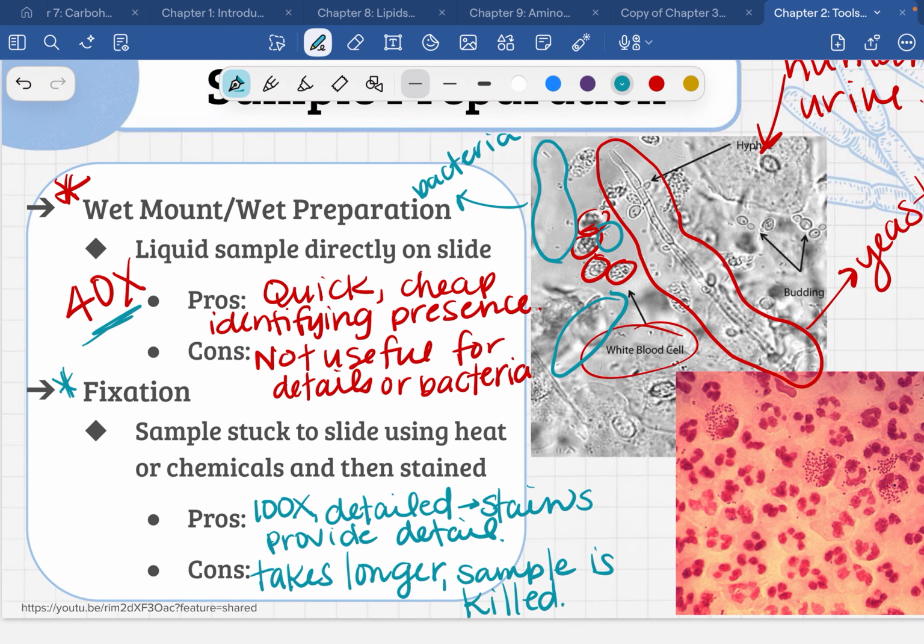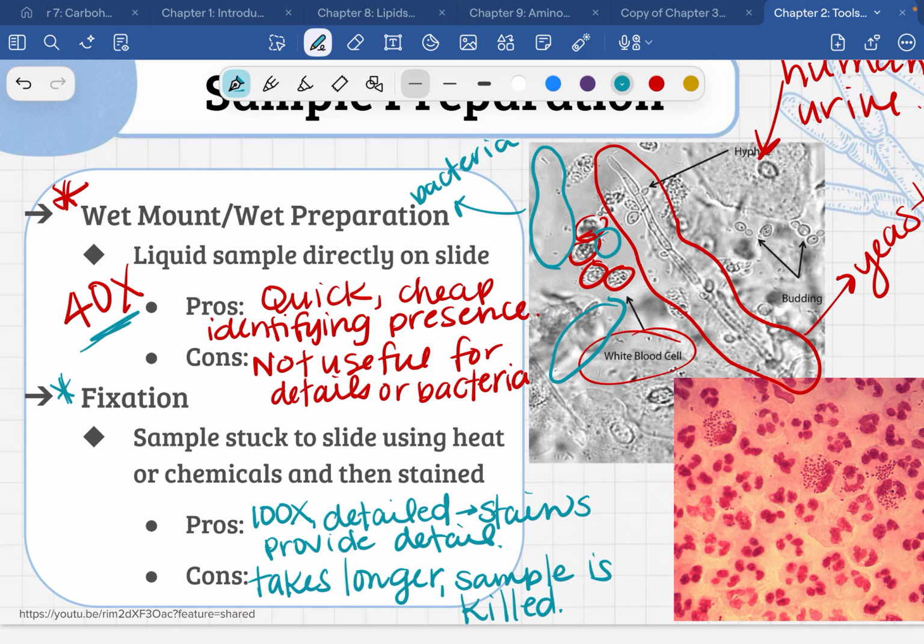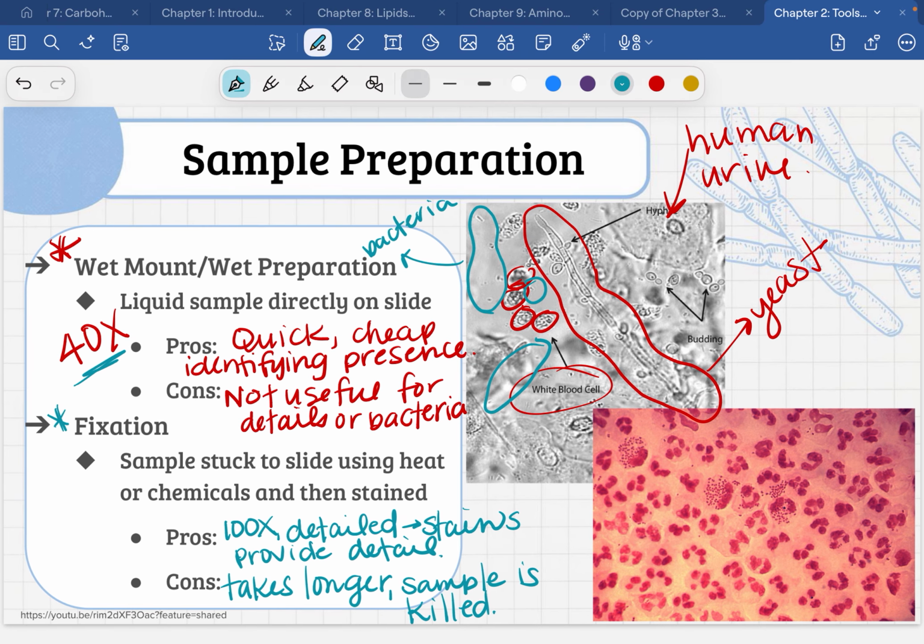So something we didn't talk about when we talked about wet prep is that because you are taking a sample and putting it directly on a slide, that sample is still alive when you do a wet prep. Now, sometimes that's useful, sometimes it's not. There are specific organisms where movement is incredibly important. A really good example of that is something called Trichomonas. Trichomonas is something we'll talk more about later, so I'm not writing down the name. This is just an example.